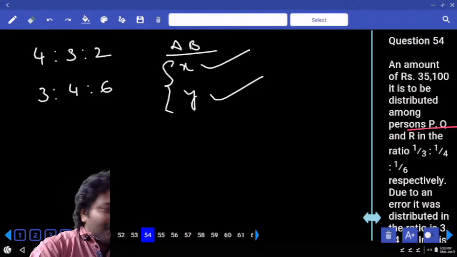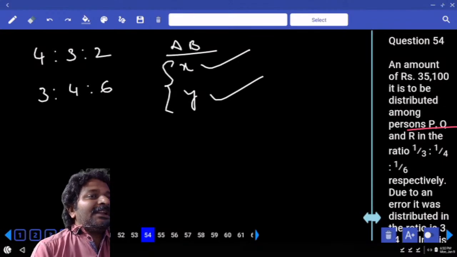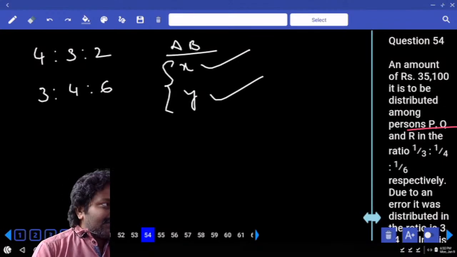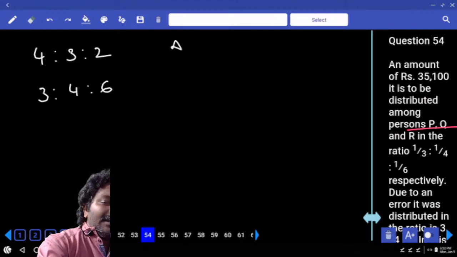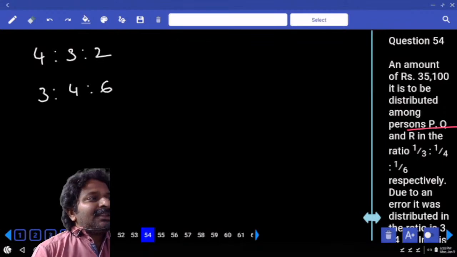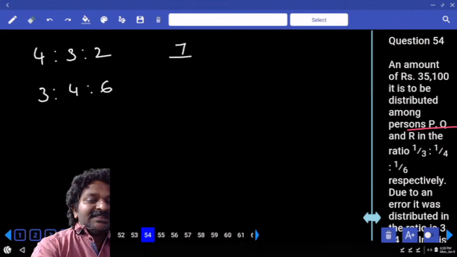In the second case, if they get more, it is profit. In the second case, if they get less, it is a loss. So whatever it is, it may be profit or loss. It is about the difference, correct? Right. So in the first case, the amount that AB together gets is 7/9 of the total money.